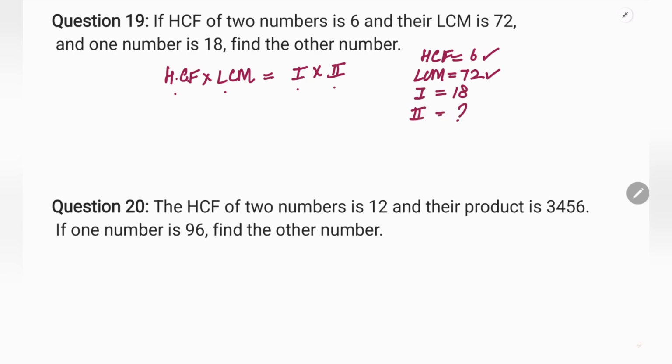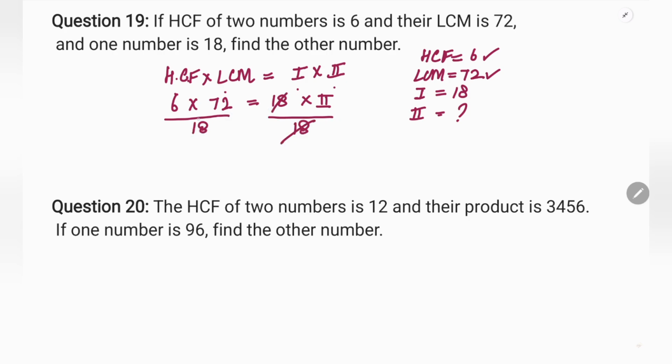Out of these four things, they are giving you 3. So we just need to substitute the values in this formula. HCF is 6 times LCM 72, equals first number 18 times the second number. We need to find the second number. Whatever we need to find, that is unknown, and whatever is unknown will be left alone. We will divide both sides by 18. Right? It will cancel out.